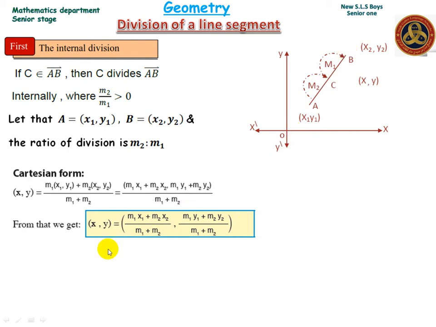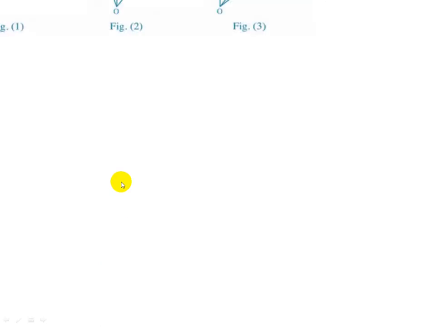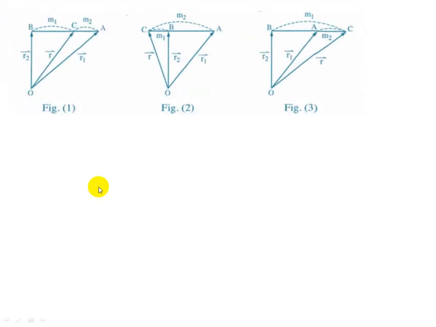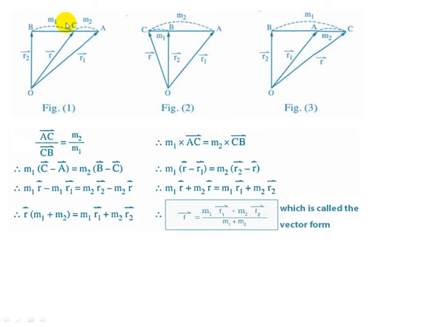There exists another form which is called vector form. If you look to the next three figures, figure 1, 2, and 3, if we suppose that vector OC is vector R, vector OA is vector R1, vector OB is vector R2. In the first figure, point C belongs to the line segment AB. Point C in figure 2 and figure 3 belongs to straight line AB and doesn't belong to the line segment AB. Anyway, vector AC over vector CB equals m2 over m1.